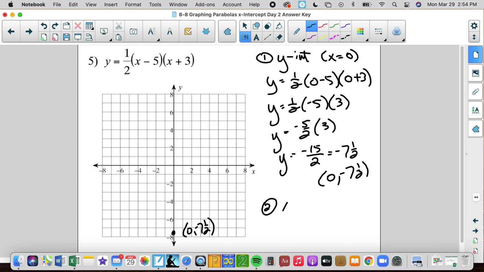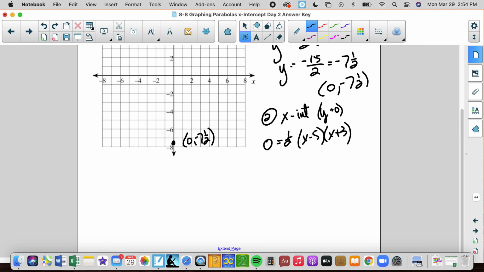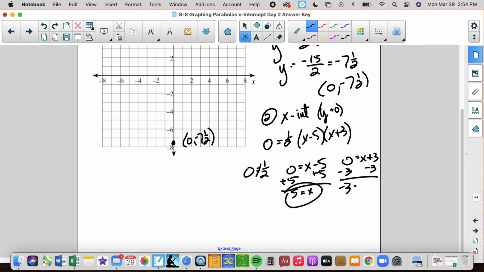2 is going to be x-intercepts. Let's plug in y for 0. 0 equals 1/2 x minus 5, x plus 3. Hopefully you're seeing that x-intercepts are pretty easy. Set each one equal to 0. Add 5, 5 equals x, minus 3, negative 3 equals x. So those are my intercepts at positive 5 and negative 3.